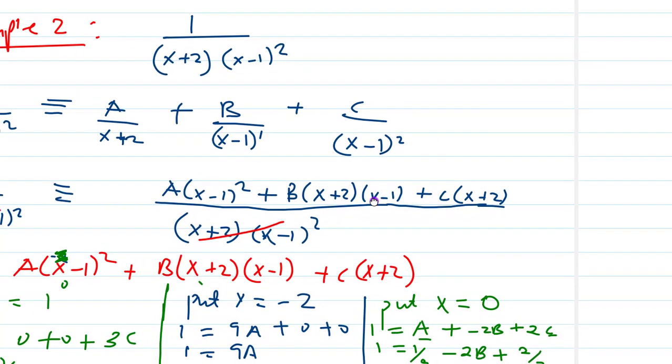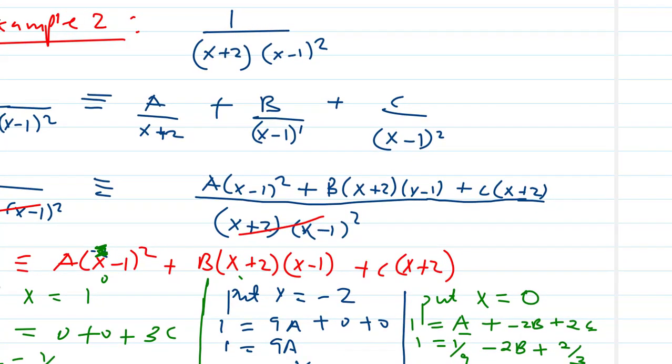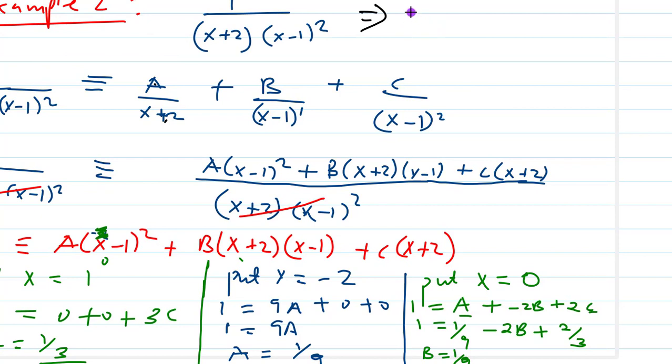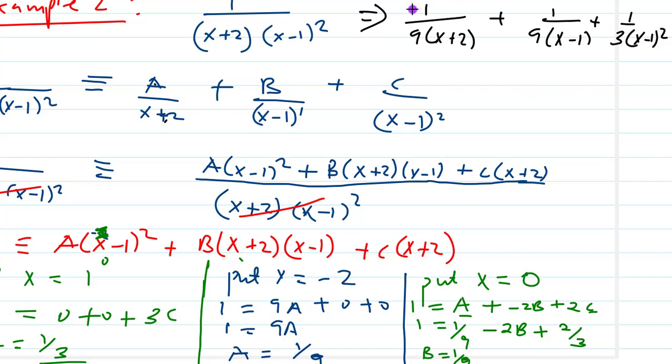And now I can rewrite my fraction in the form of partial fractions. Let's go ahead and do that. So I have A over x+2, where A is 1/9. So I'll write that as (1/9)/(x+2), plus B, which is 1/9 also, over (x-1), plus C, which is 1/3 over (x-1)^2. So this is our partial fraction for this.